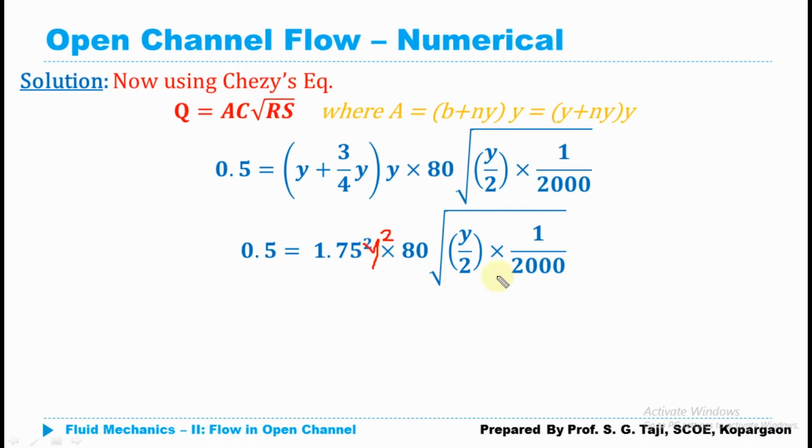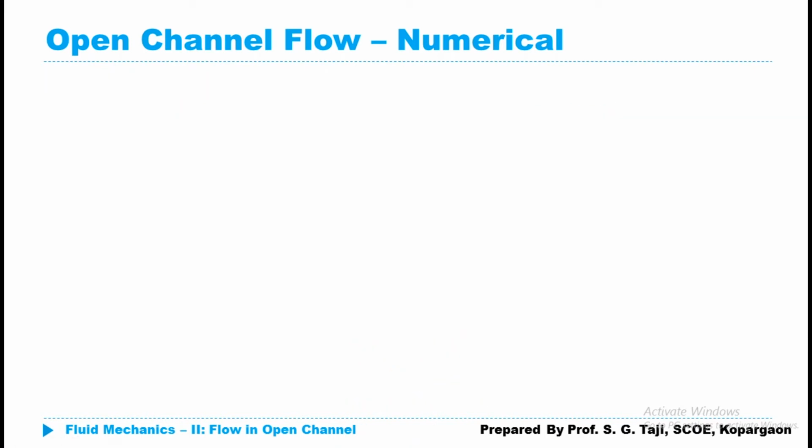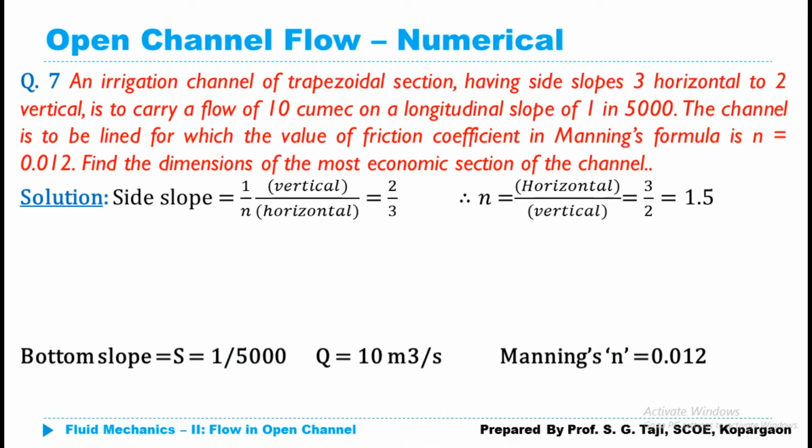So it is given here. We have computed y here. Value of y is equal to 0.55. As we have calculated, b is equal to y, so value of b is also equal to 0.55 meter. So hope you understood this. Let's move to the next numerical.